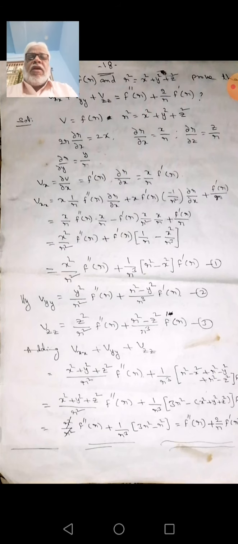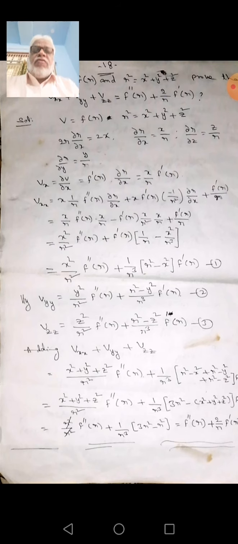These three terms. Now here, given vxx plus vyy plus vzz, what is the meaning of vxx? Vxx is nothing but the second derivative of v with respect to x. So what is vx? Vx is dou v by dou x. What is v actually? V is equal to f of r, given. What is dou v by dou x? That is f dash r into dou r by dou x, because we take the partial derivative with respect to x.